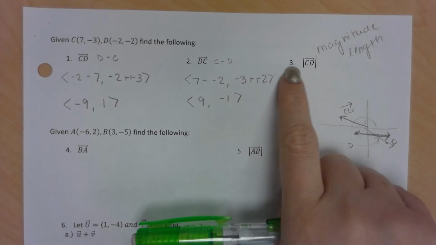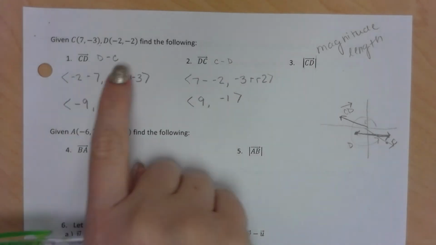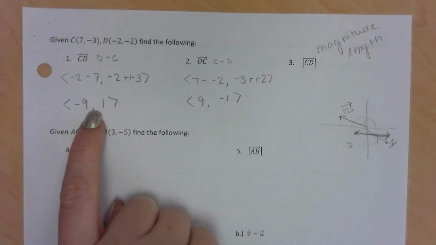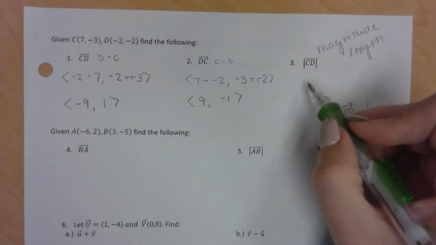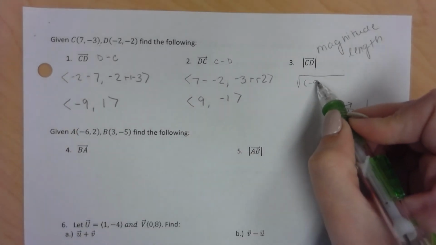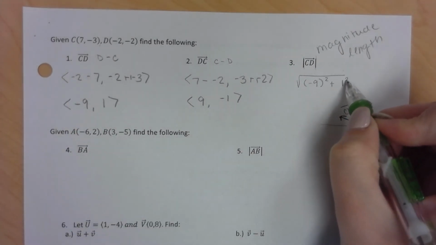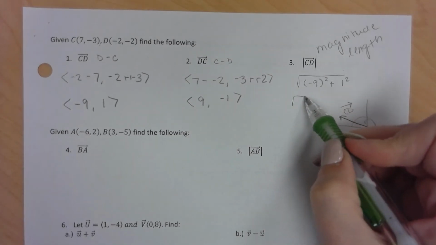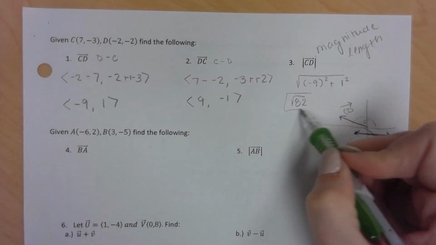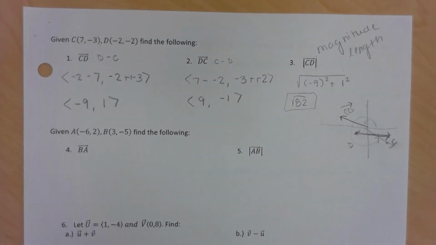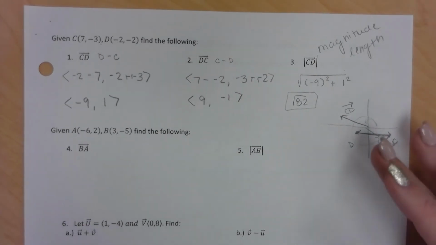So I want to find the length of CD. The length of CD would be the square root of x squared plus y squared, which would give us the square root of 82, which does not simplify, so that's our final answer. So square root of 82.